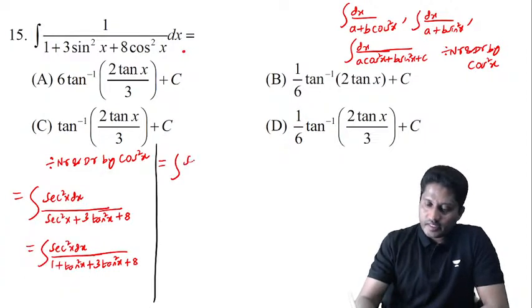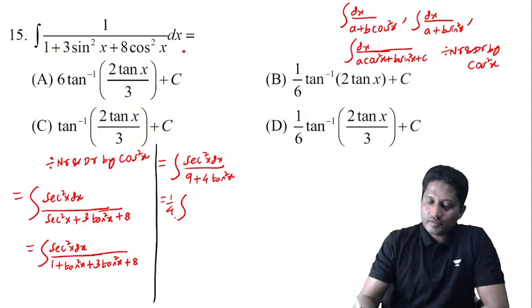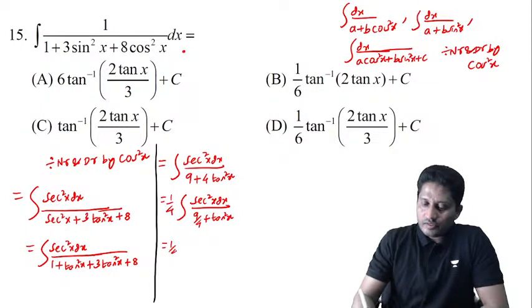So the integral of sec square x dx divided by 9 plus 4 tan square x. I'll take 4 outside, so this is 1 by 4 times the integration of sec square x dx divided by 9 by 4 plus tan square x. 9 by 4 can be written as 3 by 2 the whole square, plus tan square x.